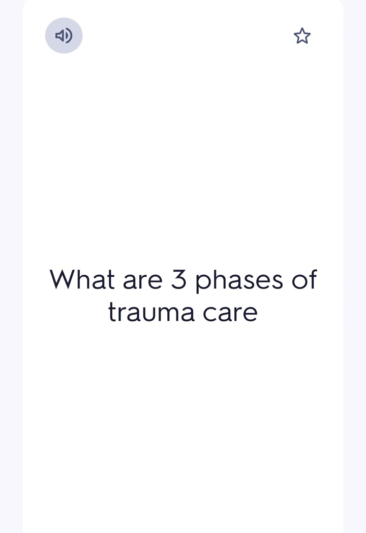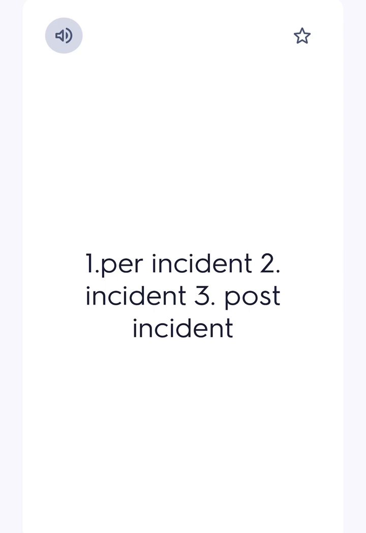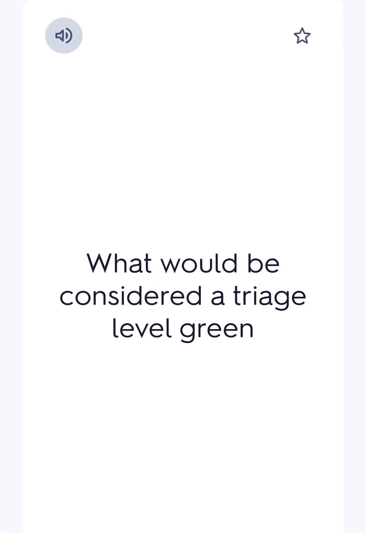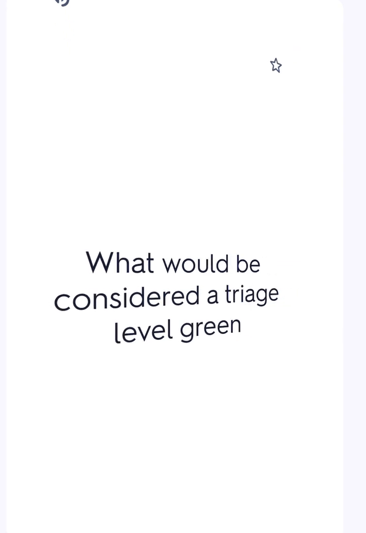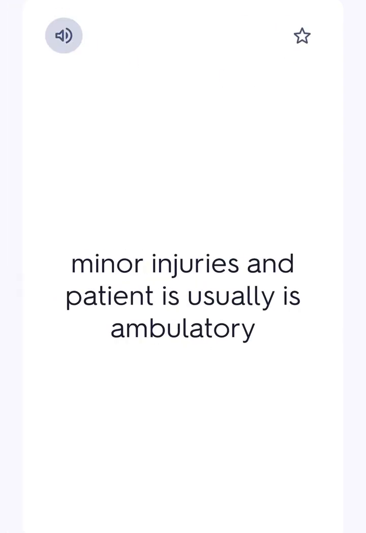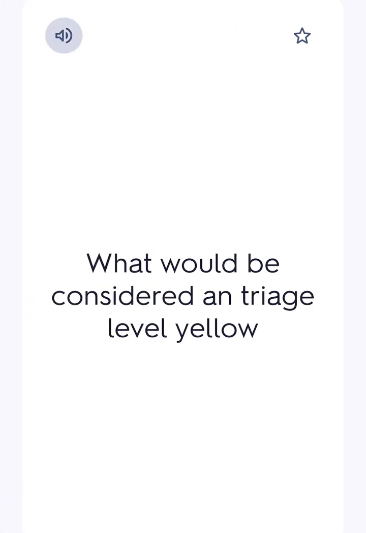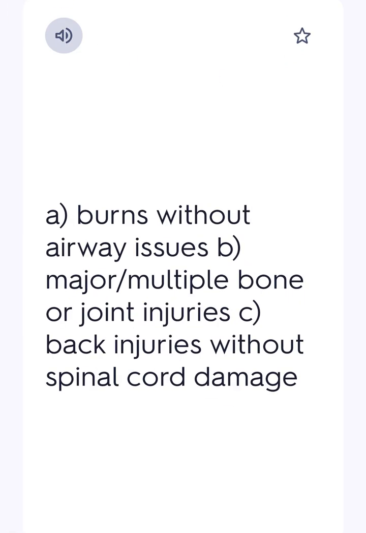What are three phases of trauma care? 1. Pre-incident, 2. Incident, 3. Post-incident. What would be considered a triage level green? Minor injuries and the patient is usually ambulatory. What would be considered a triage level yellow? A, burns without airway issues. B, major/multiple bone or joint injuries. C, back injuries without spinal cord damage.